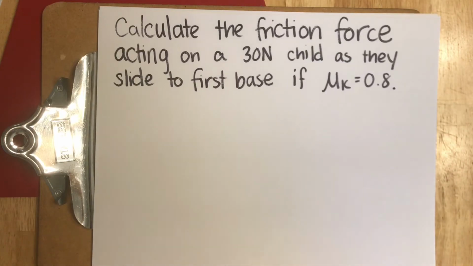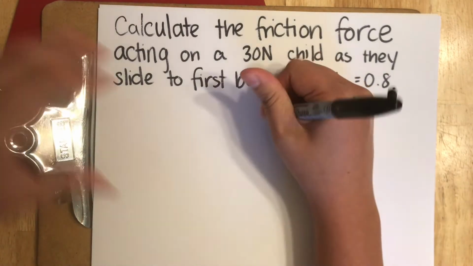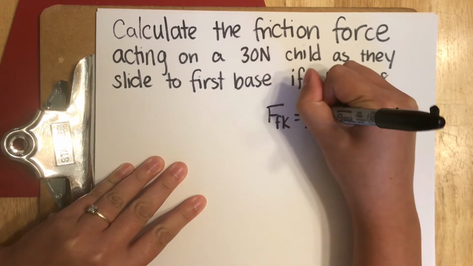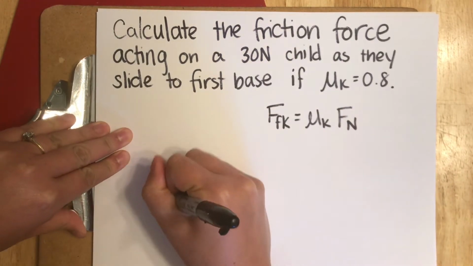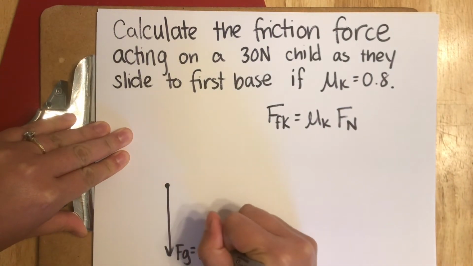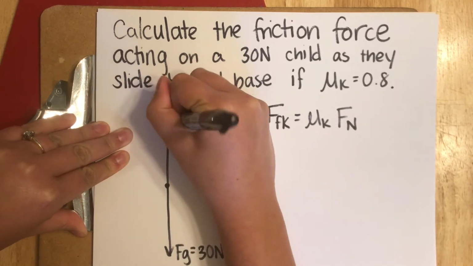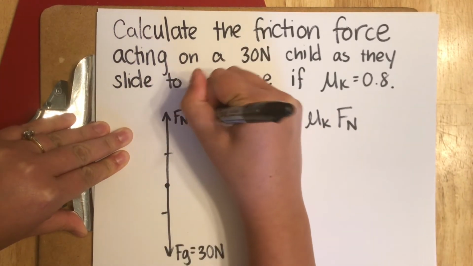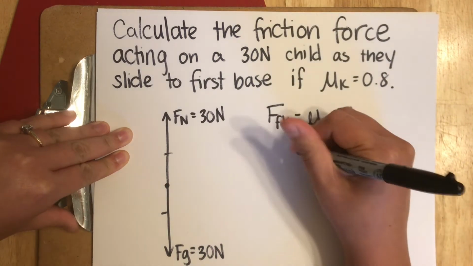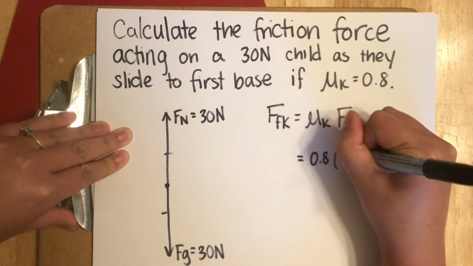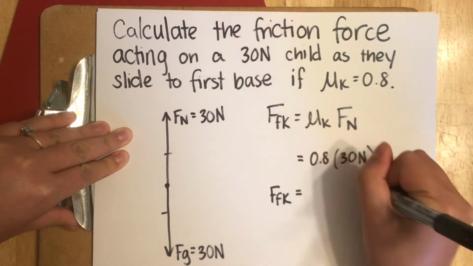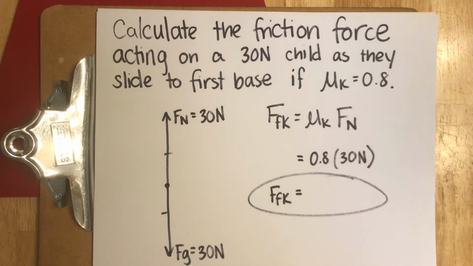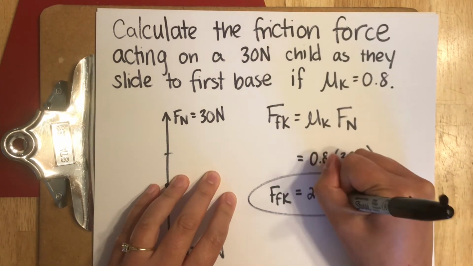When you're given a word problem, you just have to figure out which part to use. In this case, this is a child sliding to first base. If they are sliding, that is kinetic friction, so I would use the kinetic friction part of that equation. Notice that I need the normal force, and you can make the assumption that the child sliding in baseball is going to have a normal force equal to gravity. So I'm going to take the coefficient of friction of 0.8 times 30 newtons of normal force, and that'll give me 24 newtons of friction force.